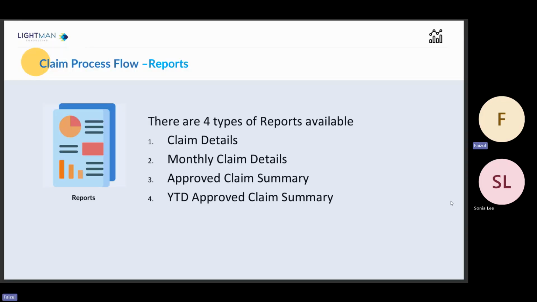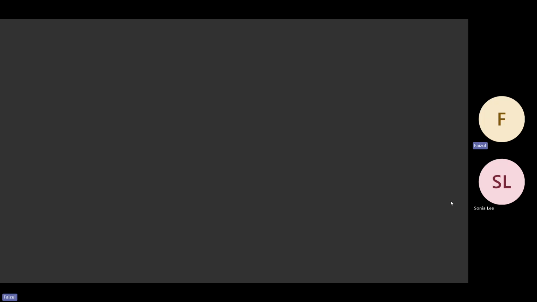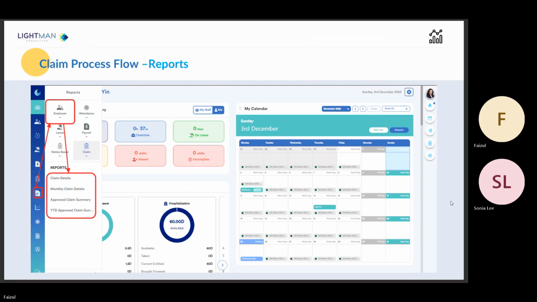Alright, next. So these are the reports. There are 4 types of report available: claim details, monthly claim details, approved claim summary, and year to date approved claim summary. Alright, so this is the image from the system.